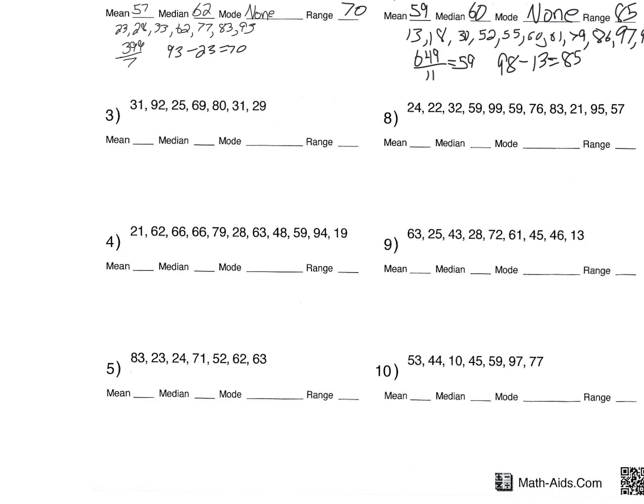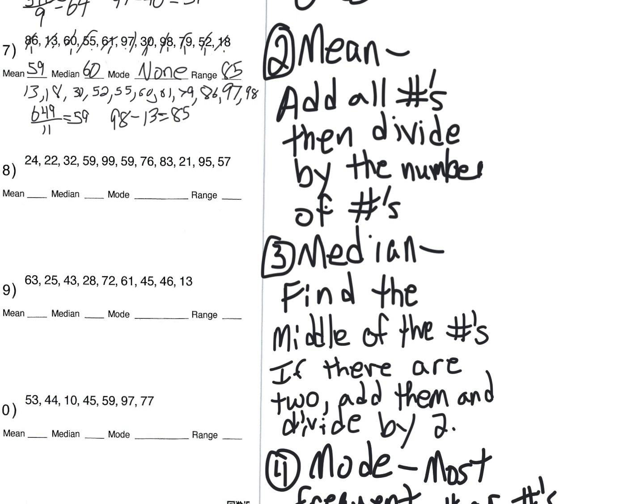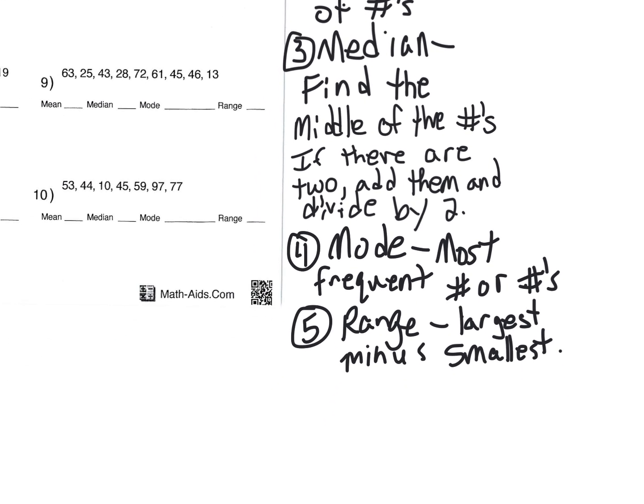So simply put, put the numbers in order, find the mean by adding all the numbers up, then dividing by the number of numbers, find the median by finding the middle, the mode, which one appears most frequently, and the range, the largest minus the smallest. Okay, good luck and go to it.